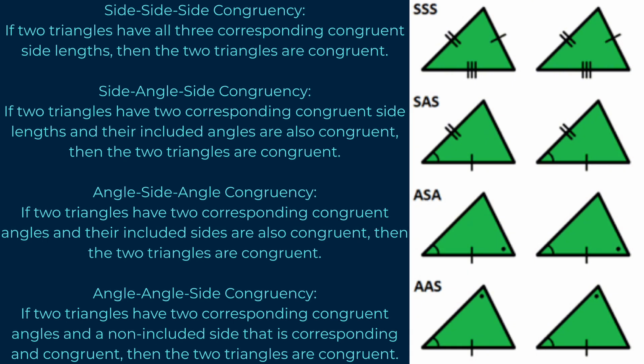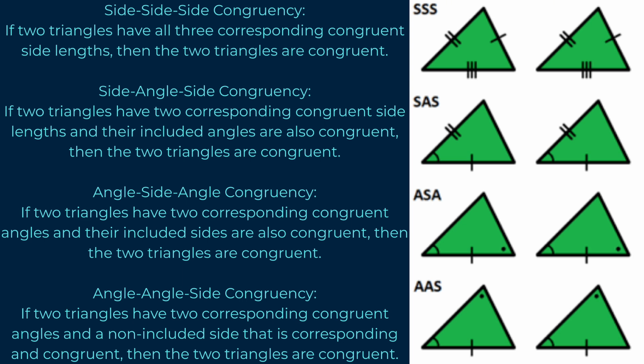It's the same with side angle side congruency. If two triangles have two corresponding congruent side lengths and their included angles are also congruent, then the two triangles are congruent. As you can see, you have two sides of a triangle. They are both corresponding and congruent, and the included angles of both triangles are also congruent, so the two triangles are congruent. You also have angle side angle congruency. You have two angles and their included side is congruent, and the two angles are congruent, so the two triangles are congruent. It's just two corresponding congruent angles and their included side.